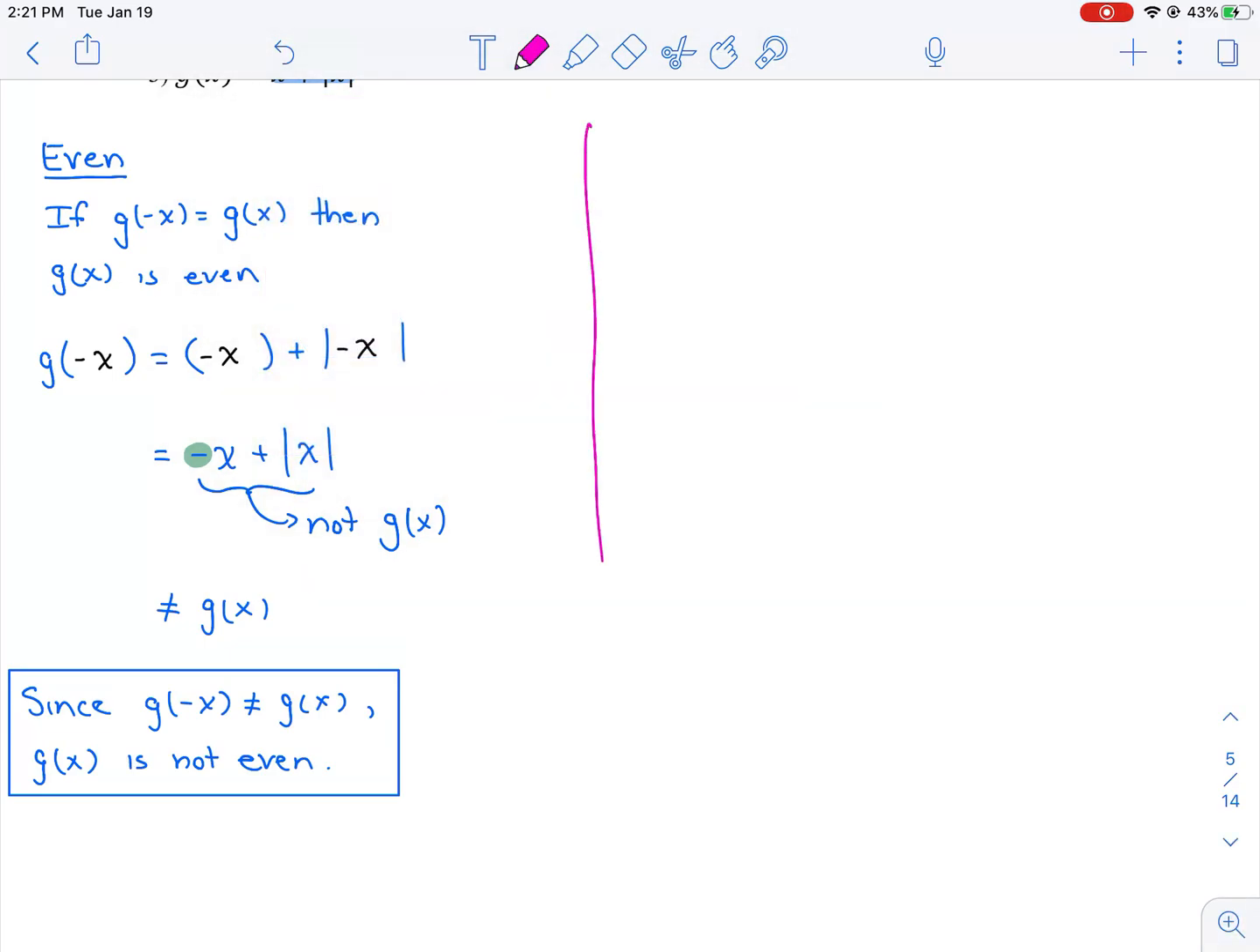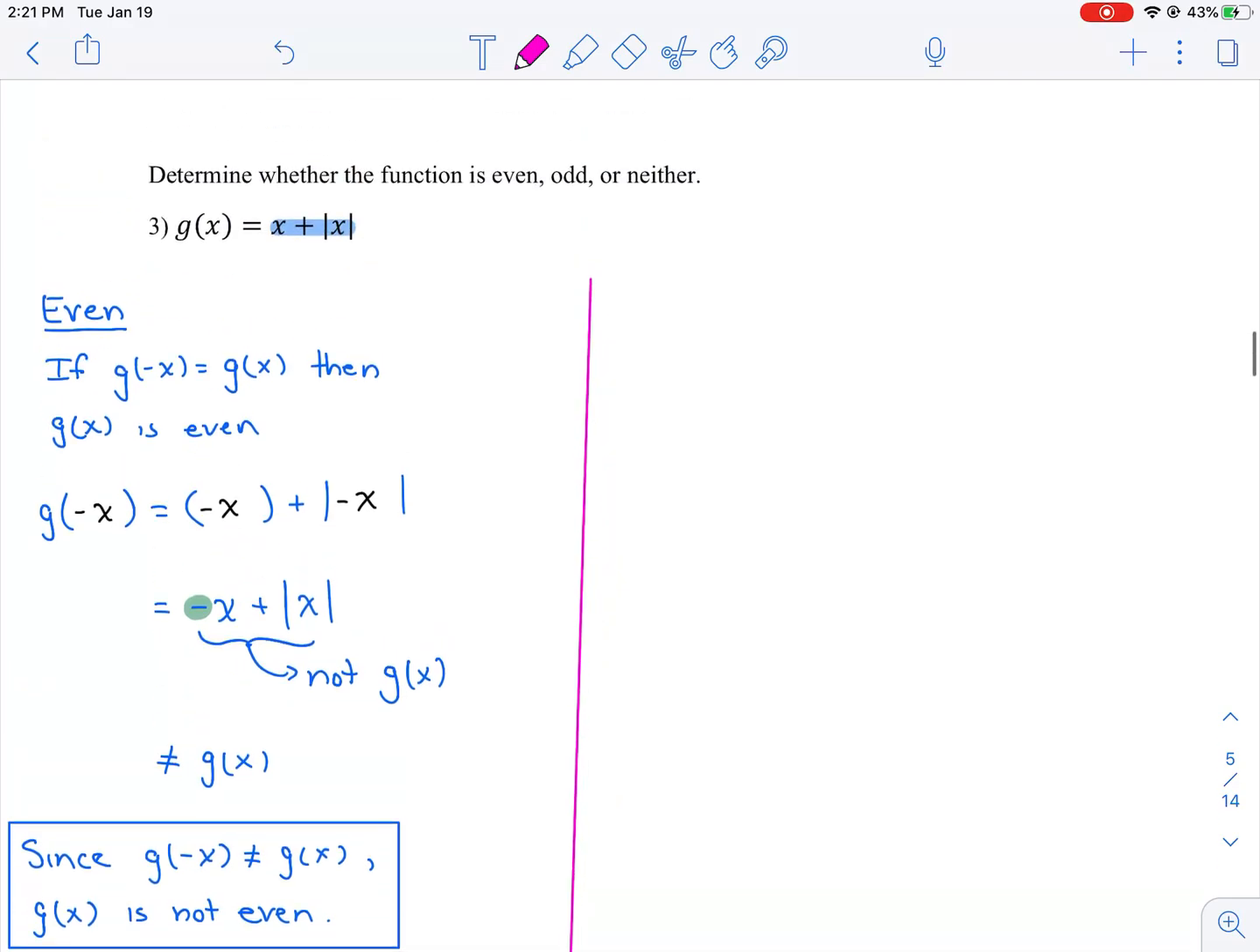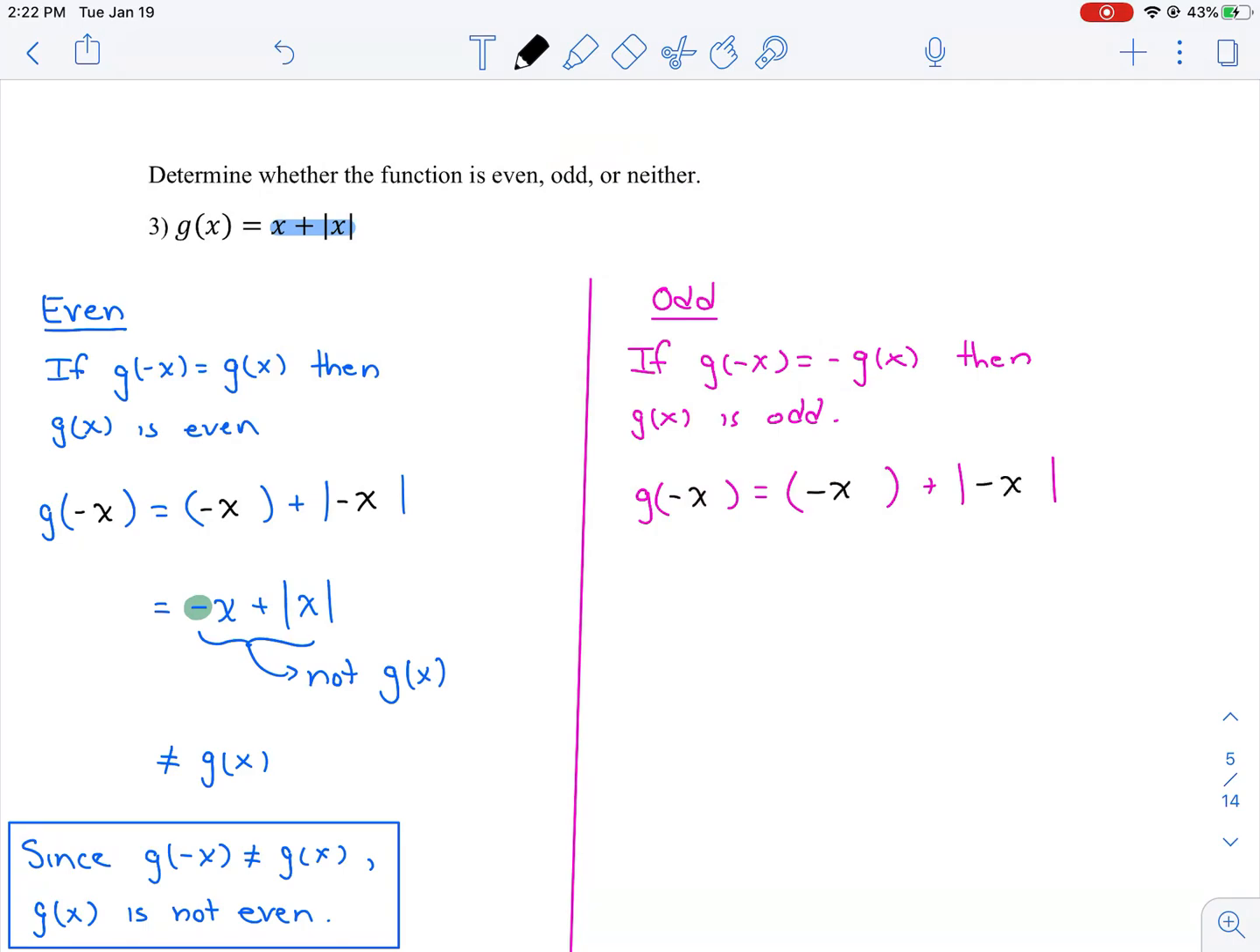All right, let's test this function using the definition of odd. So we know that if g of negative x is equal to negative g of x, then the function is odd. So again, I'm going to substitute negative x in for every x in the original function. Then I'm going to simplify the results.